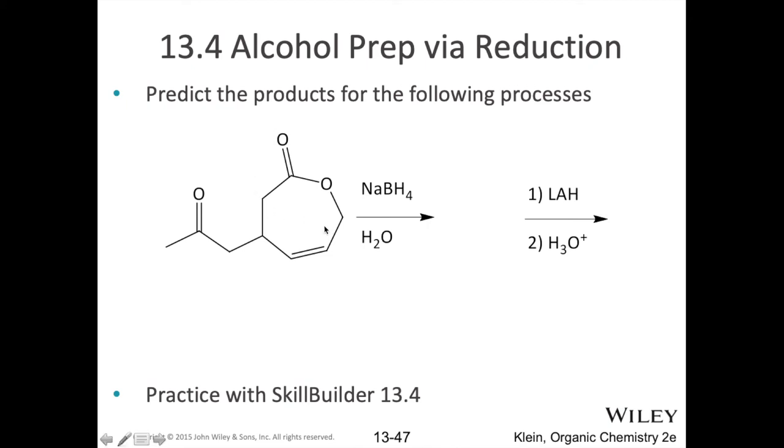Okay, so notice that we have an ester over here. We have a ketone over here and an alkene over here. So we've got the milder sodium borohydride. Neither of these reagents is going to reduce that alkene, right? That's going to stay intact in our product. Sodium borohydride will only reduce this ketone over here, but it'll leave this ester untouched. So our intermediate product here is going to have this ring still intact.